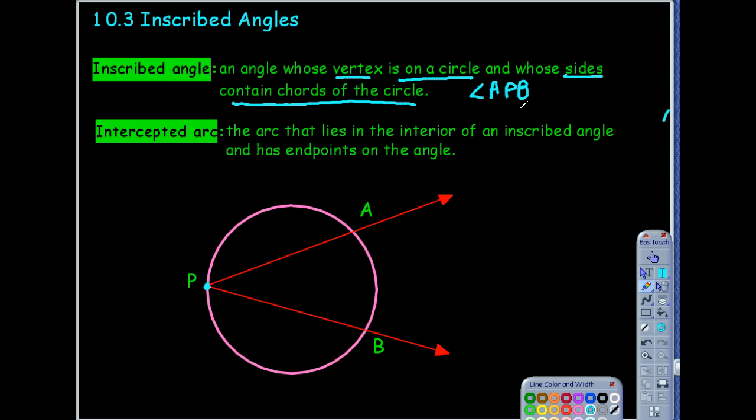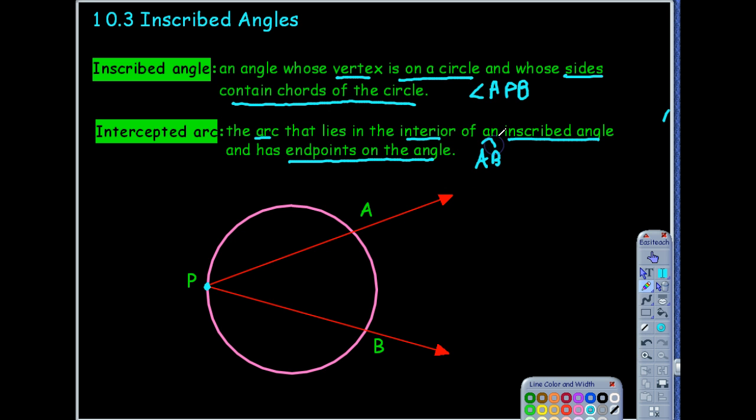Now, we've seen this word before, but just a reminder, an intercepted arc is the arc that lies in the interior of an inscribed angle and has endpoints on the angle. So the arc lies inside the inscribed angle. We're talking about arc AB in this picture. But the endpoints have to be on the angle. If I had some other points right here, let's say D and C, that wouldn't be an intercepted arc because the endpoints are not on the inscribed angle. So the intercepted arc in this case would be arc AB.